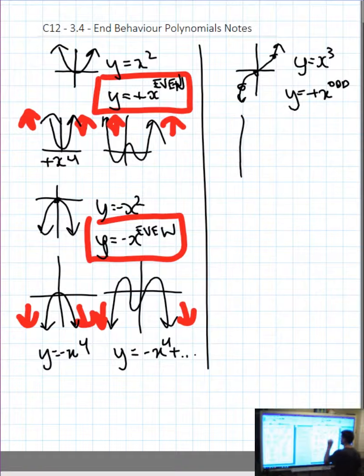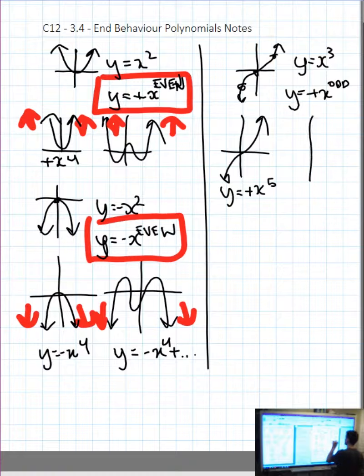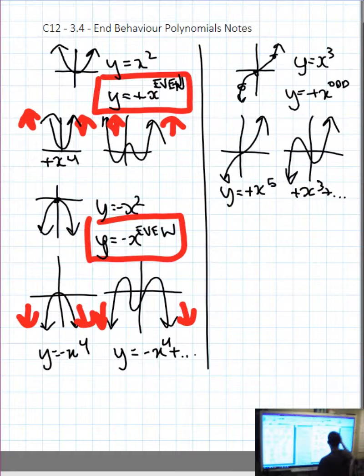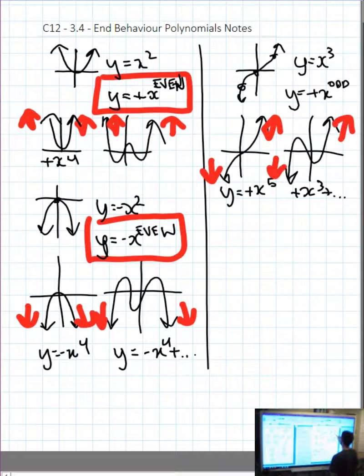And we know that similar graphs to that are y equals positive x to the 5 and another version of x cubed with some x-intercepts, a positive x cubed, plus some other things. Now, I know that we're going from quadrant 3 to quadrant 1, again, quadrant 3 to quadrant 1, if we have a y equals positive x to the odd.